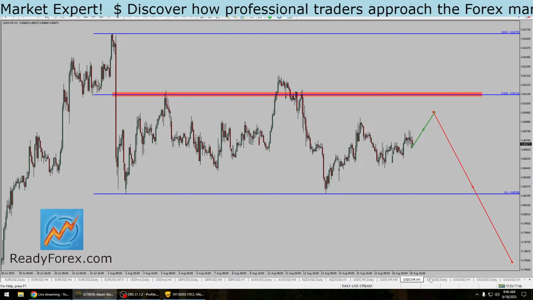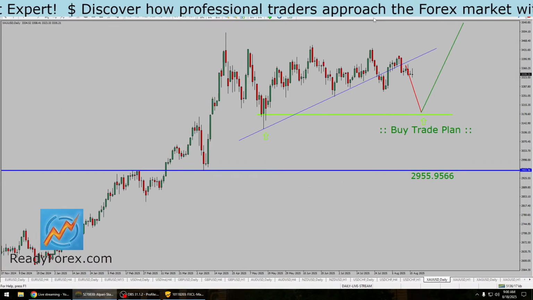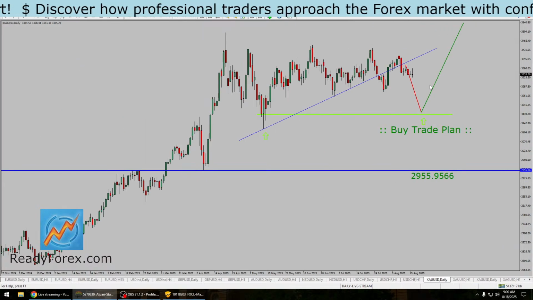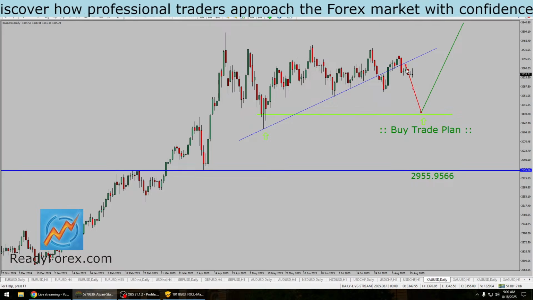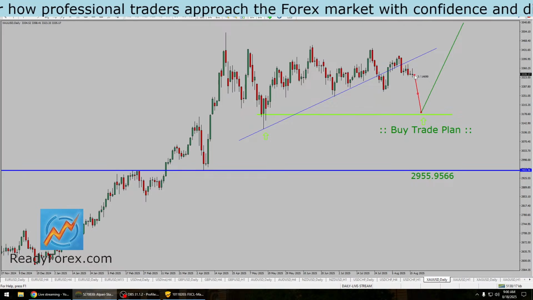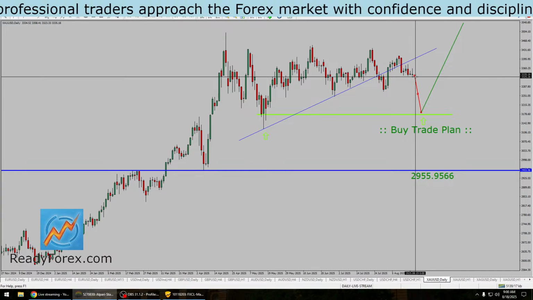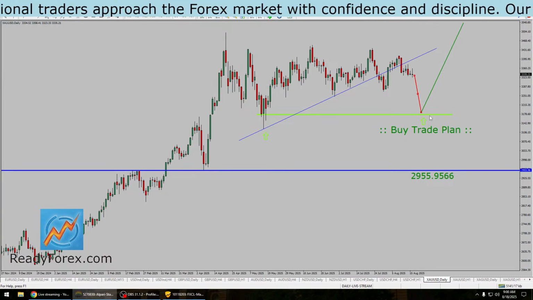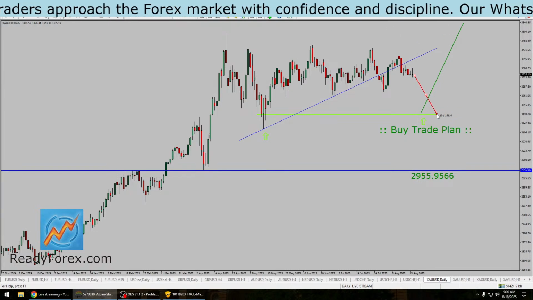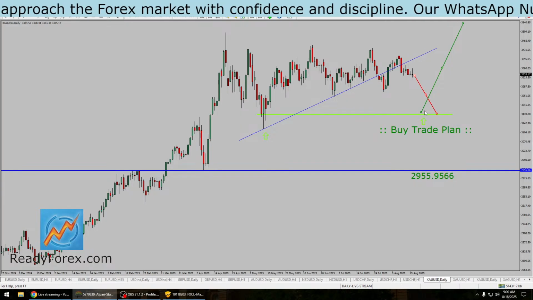Okay, next one is spot gold. Spot gold is probably going to drop. Even if we do get a bullish leg, then it's going to drop after that. So I have a buy trade plan over here.